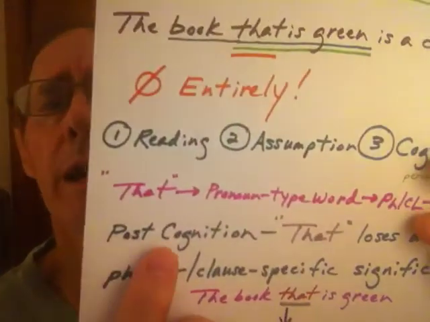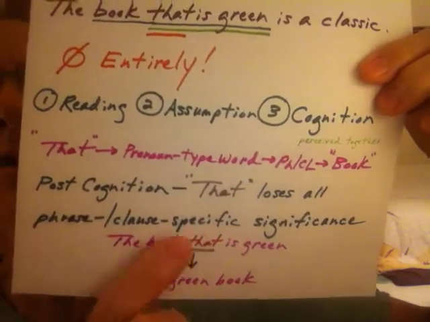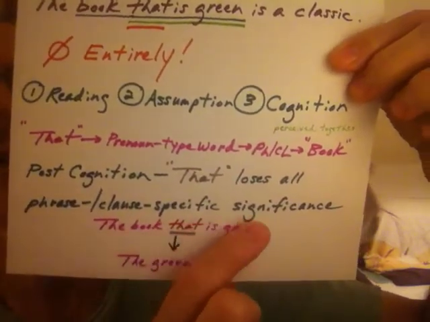We'll give it that. We'll say, contemporary-wise, hey, you know what? That really could be a relative pronoun, and that really could be a good name for that term. But post-cognition, once you're done processing that relative pronoun and that relative clause in your brain, almost instantly, the word that loses all its phrase or clause-specific significance.